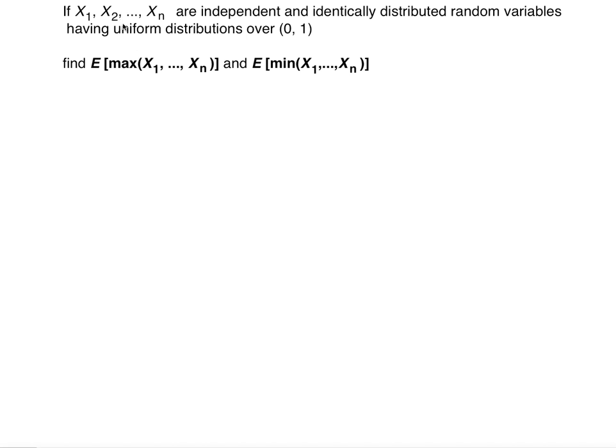A collection of random variables, X subscript 1 to X subscript n, are independent and identically distributed random variables having uniform distributions from 0 to 1. Find the expected value of the maximum of this collection and the expected value of the minimum of this collection of random variables.